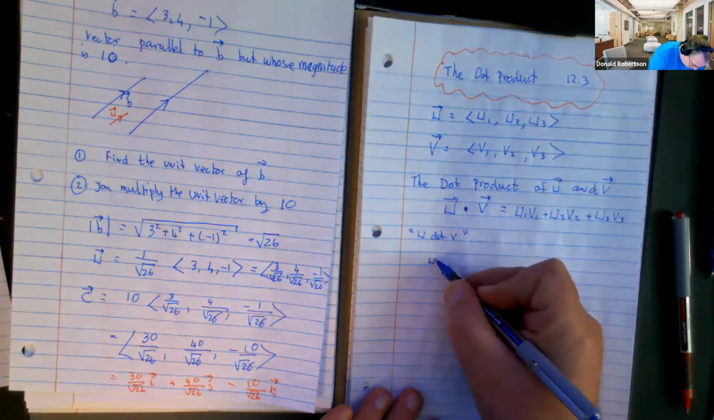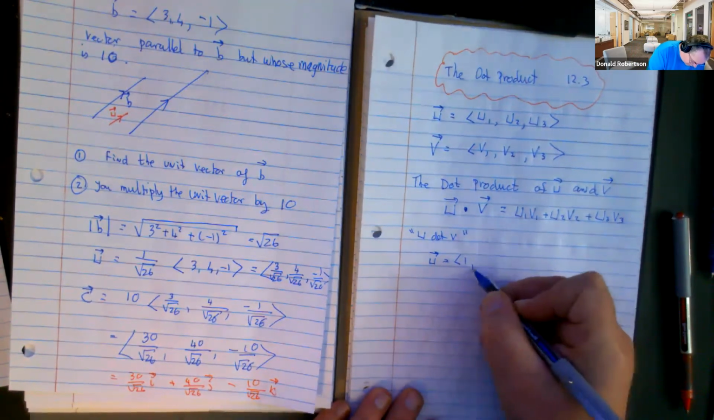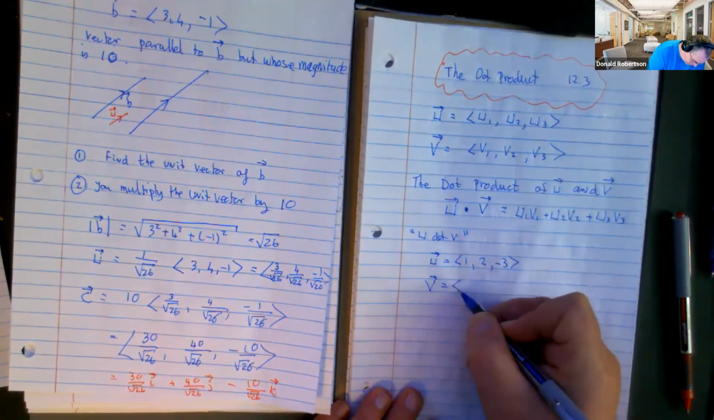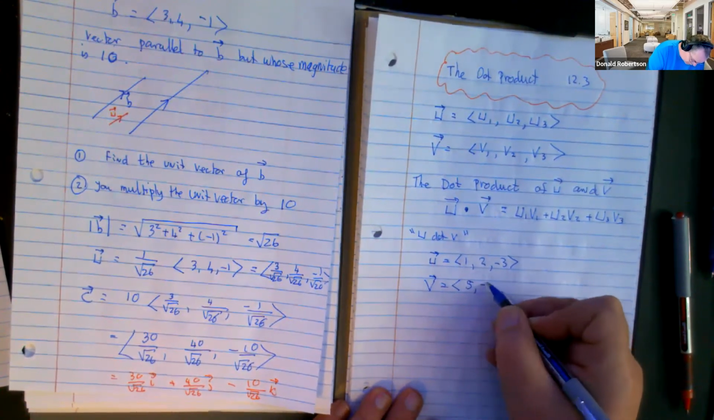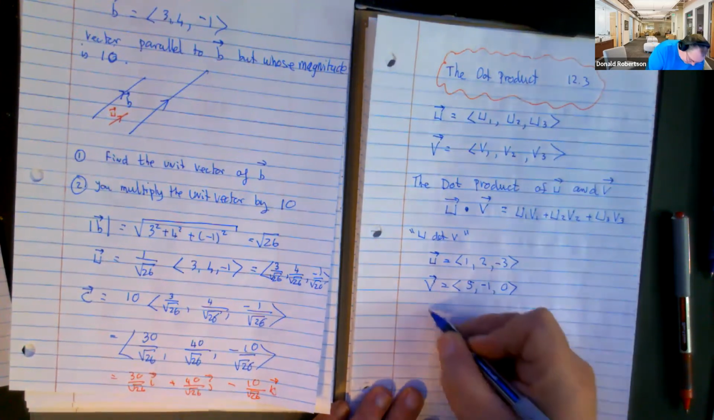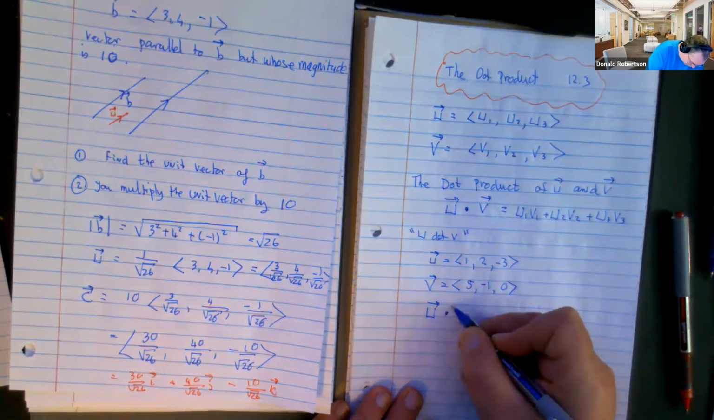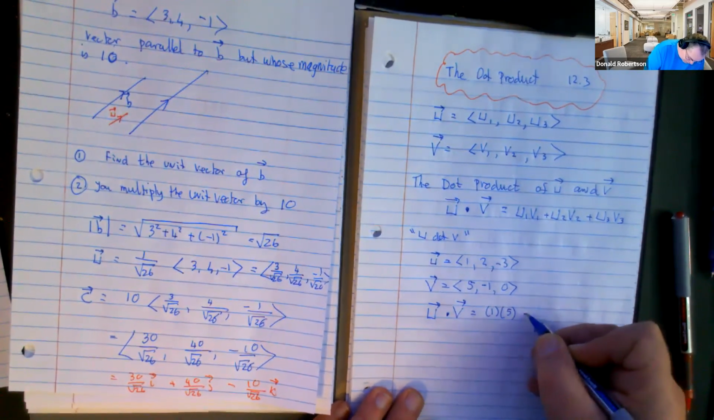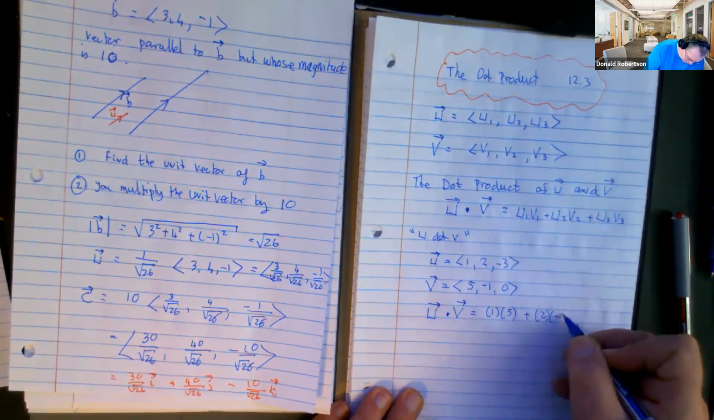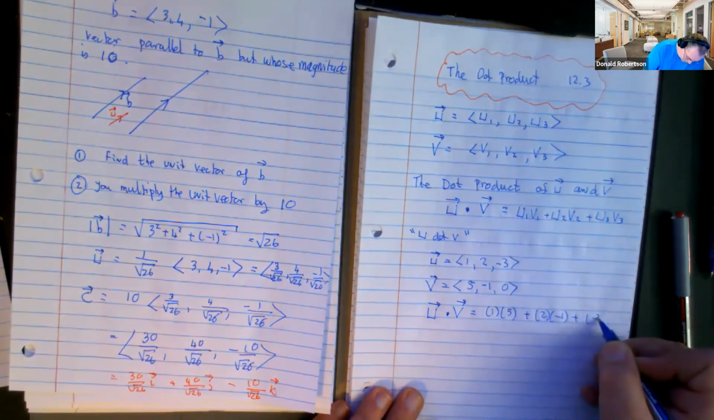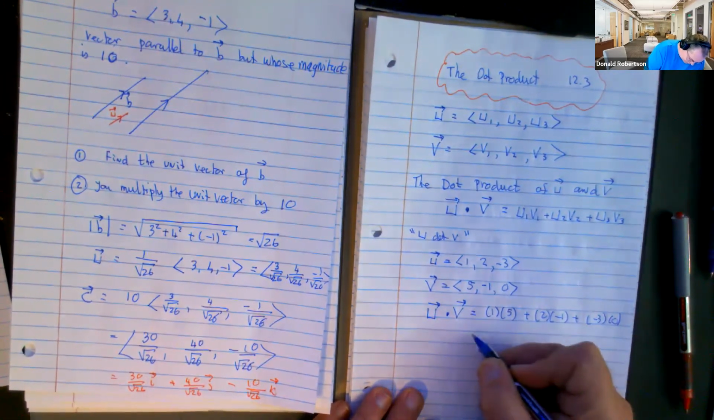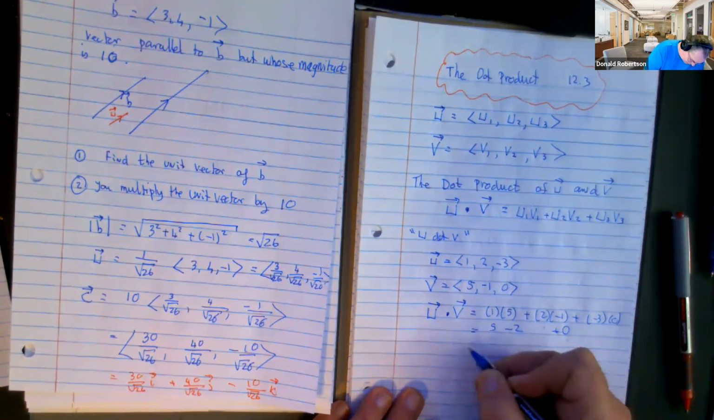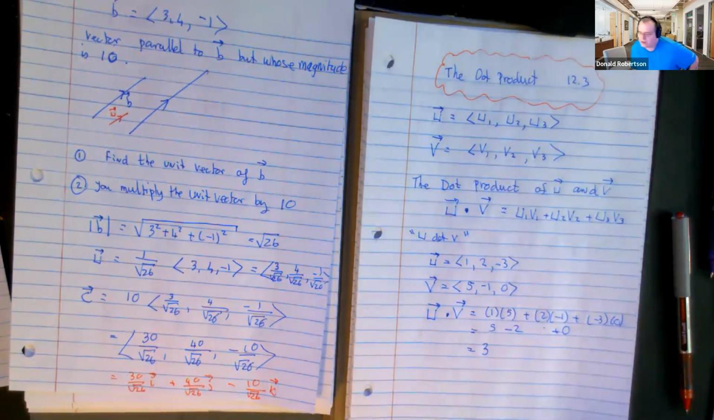So for instance, if u was the vector 1, 2, -3, and v was the vector 5, -1, 0, then the dot product would be 1 times 5 plus 2 times -1 plus -3 times 0. And that's 5, and that's -2, and that's nothing. So the answer is 3.